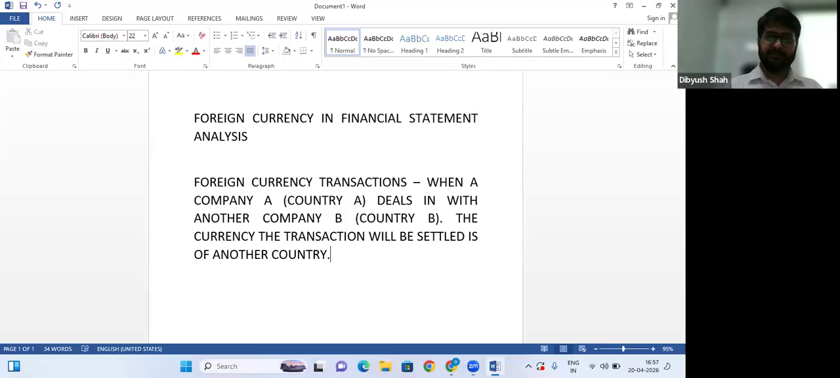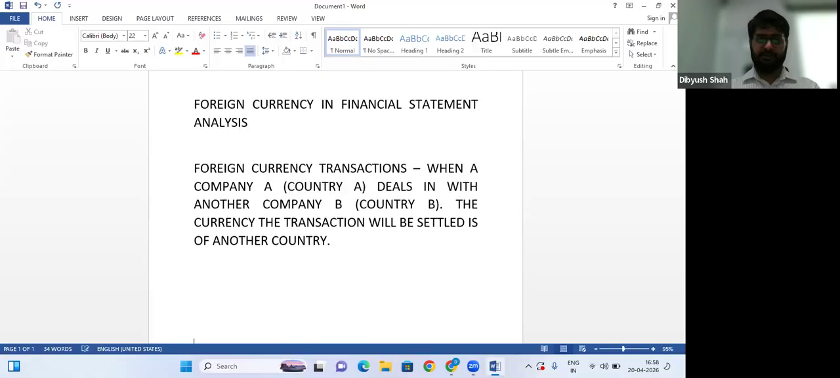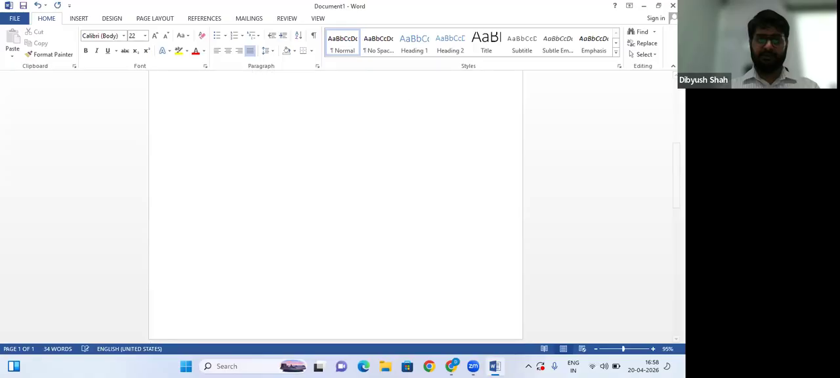And the thing is, the exchange rate will keep on changing. Please note it down. There are two portions here which have become important.